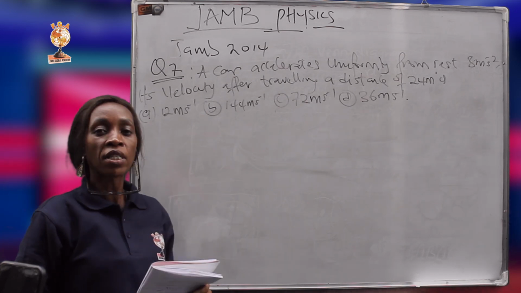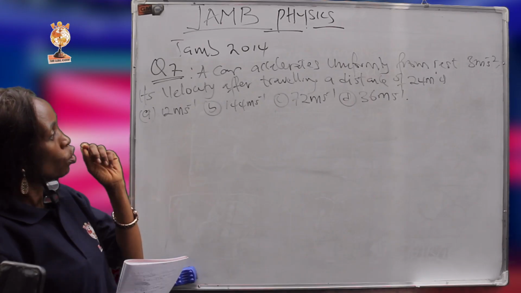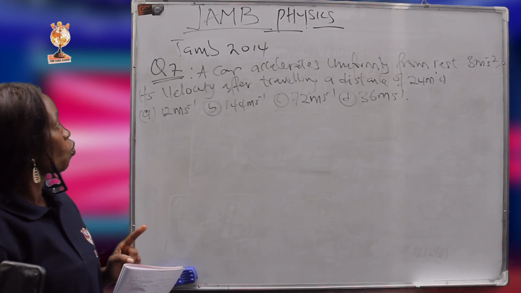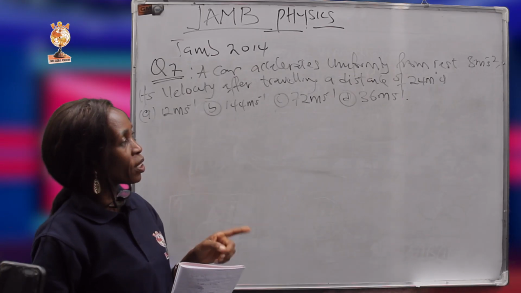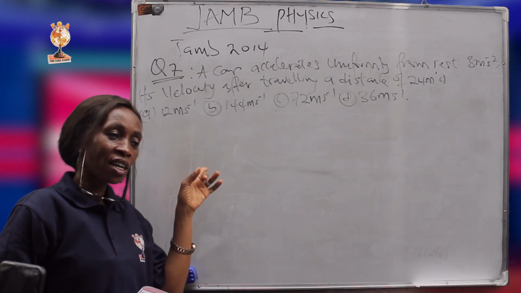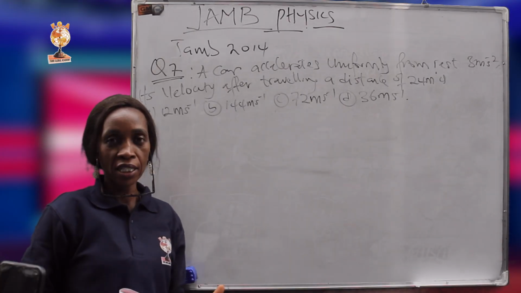Now, question 2 is still from the same year, 2014. Question 7. A car accelerates uniformly from rest at 3 meters per second square. Its velocity after traveling a distance of 24 meters is, in other words, we are asked to find the velocity after it has traveled a distance of 24 meters.